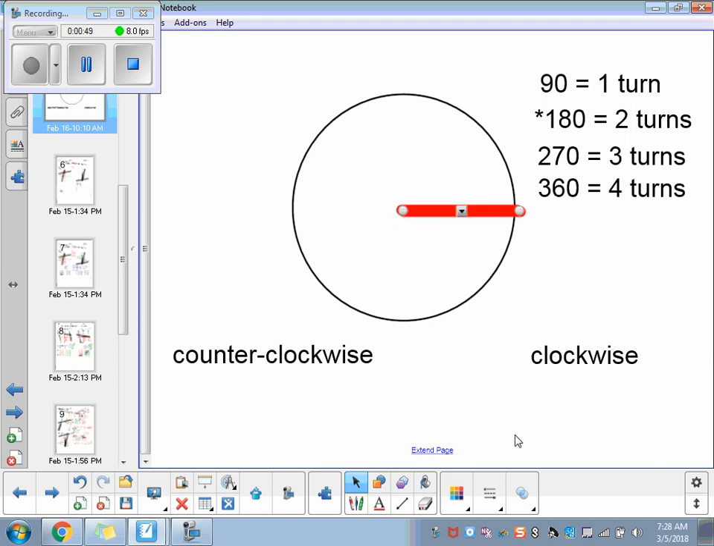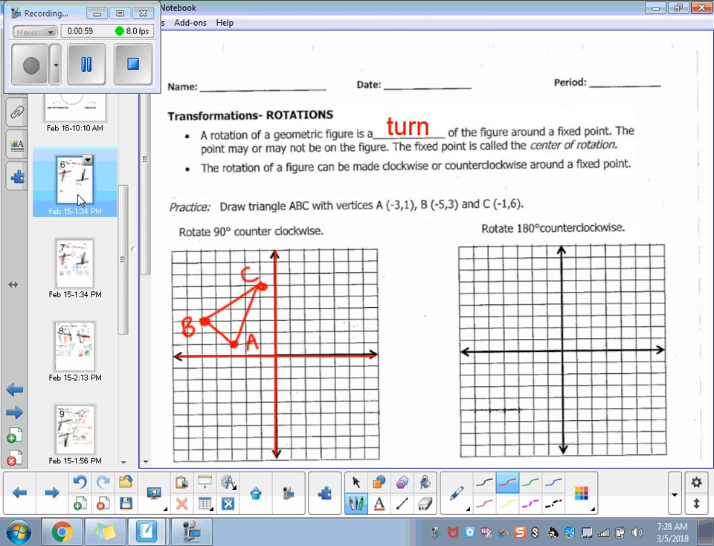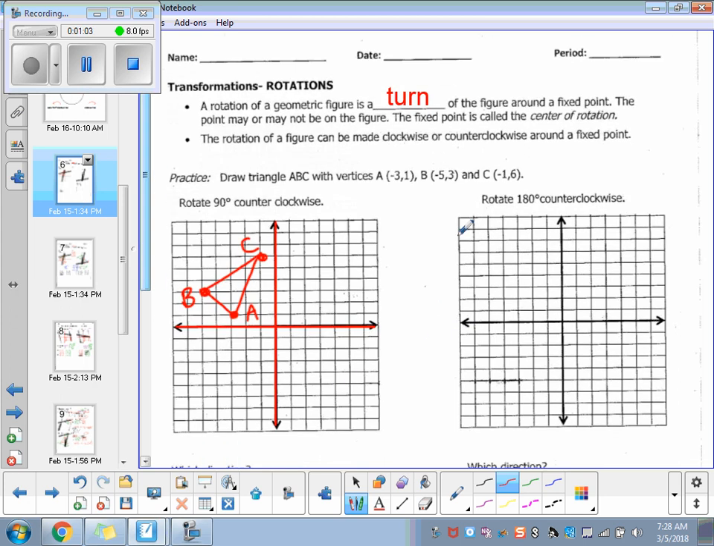Okay? Now clockwise, we go around the clock this way to the right, and counterclockwise is going to be a turn back to the left this way. So now, using page 5 in your notes, I'm going to have you guys draw the pre-image triangle ABC. And if you need to pause the video while you draw that, that's great. Or if you just want to let the video play while you draw that, that's cool too.